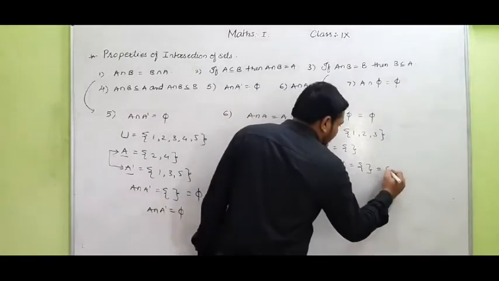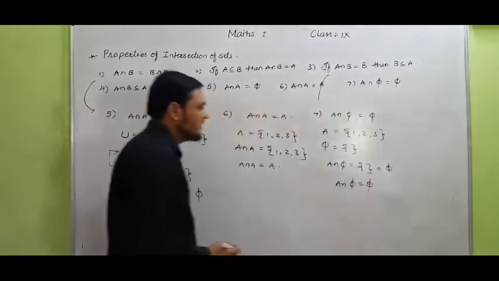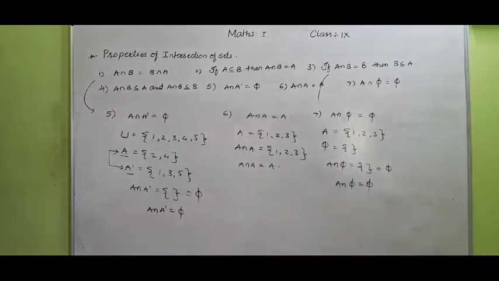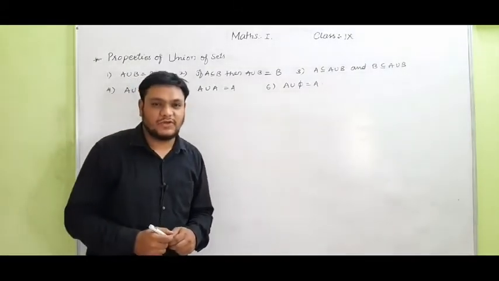So we can say that it is phi. So A intersection phi is equal to phi. This is nothing but the empty set. So student, you have to note all the properties with examples in your notebook. Now we will study the properties of union of two sets.